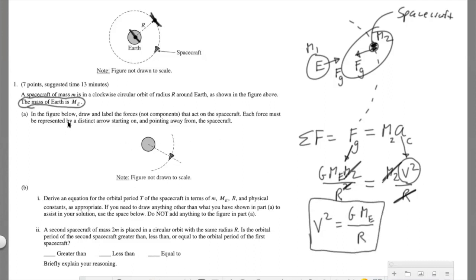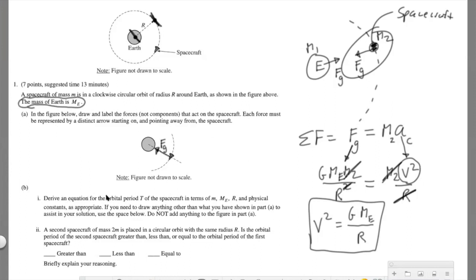So let's go to the questions. In the figure below, draw and label the forces, not components, that act on the spacecraft. All right, so here's the spacecraft. The only force we have on the spacecraft is the gravitational force. So I would just draw that, label it FG. Boom, we're done. Okay, part B. In fact, I'll leave that there for now.